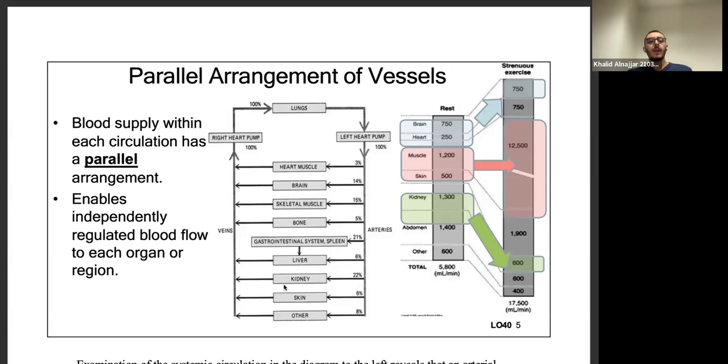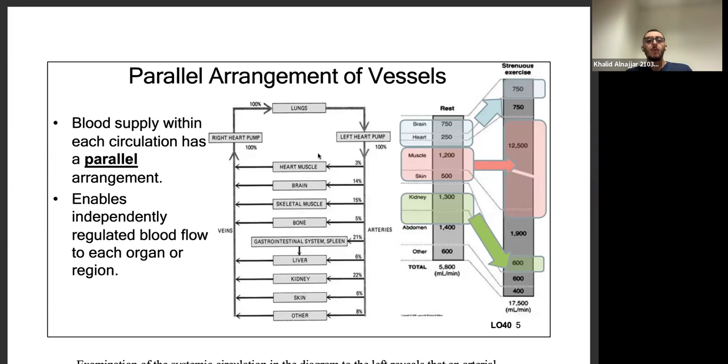Clear? Now, the difference here is that parallel circulation, when compared to series circulation, is quite independent. And how would this be beneficial? When it's independent, you can control and regulate the blood flow to that circulation, which is the parallel circulation, rather than regulating or controlling the whole body's blood flow.